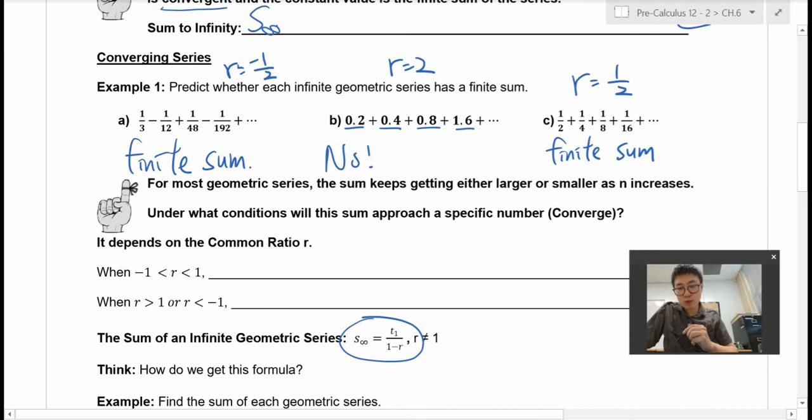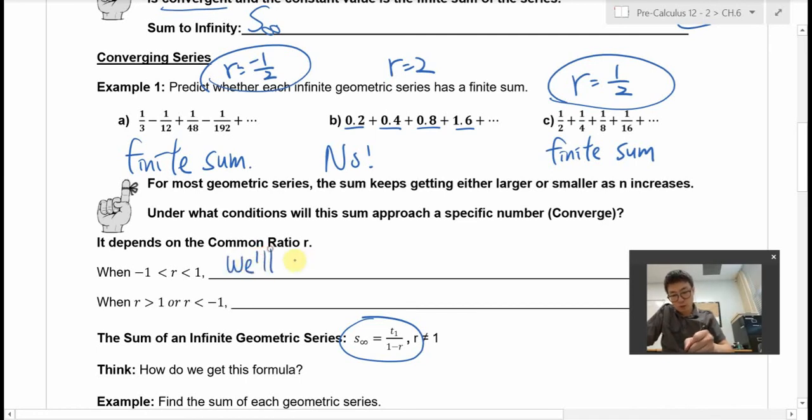So it says here, for most geometric series, the sum keeps getting either larger or smaller as n increases, except when you're adding numbers that are really close to 0. Under what conditions will the sum approach a specific number, or under what conditions will the sum converge? Again, as long as the ratio is between -1 and 1. So when the common ratio is between -1 and 1, we will get a finite sum.